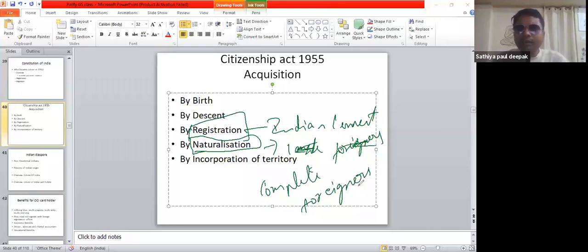You just read them, go through them, but it's not important for the prelims examination. So don't waste time. You can skip that area. The conditions under registration and naturalization in the book, you can skip and read other things. So far in the prelims examination, they have not asked a question from the citizenship chapter.